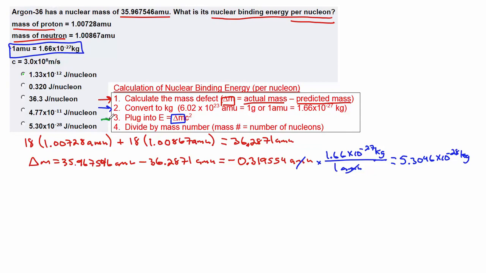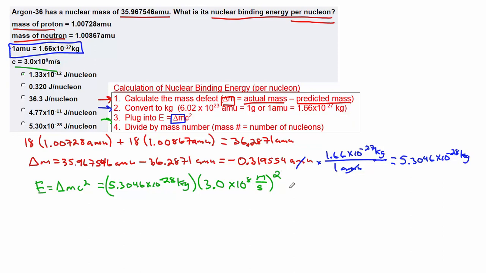From here, we plug this into E equals mc squared. In this case, that's 5.3046 times 10 to the negative 28 kilograms times the speed of light squared. The speed of light is given in the problem, but it's probably a value worth memorizing. It comes up in quite a few contexts. It's 3 times 10 to the 8th meters per second. Don't forget to square it. It's one of the most common errors in this kind of problem. If we do this, we're going to come out with an energy of 4.77 times 10 to the negative 11 joules. This is the total nuclear binding energy, but not per nucleon.